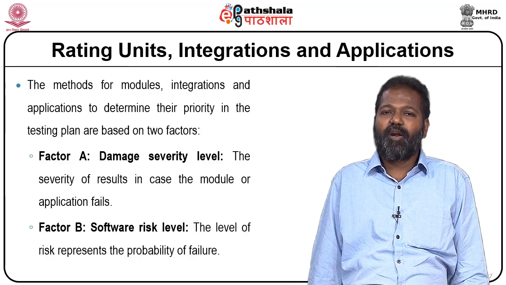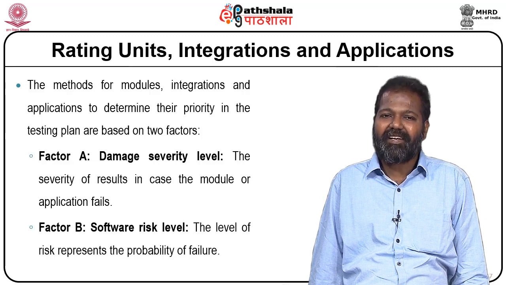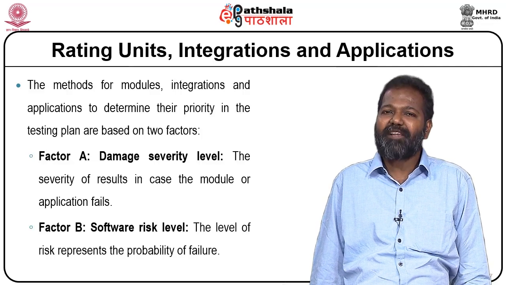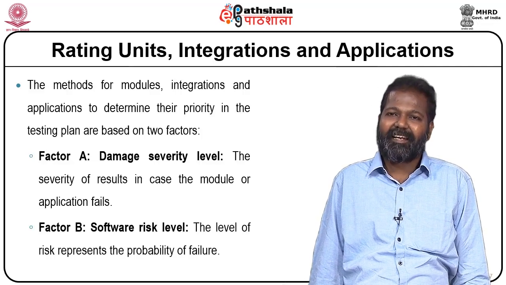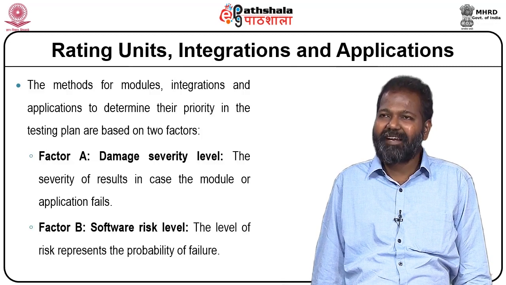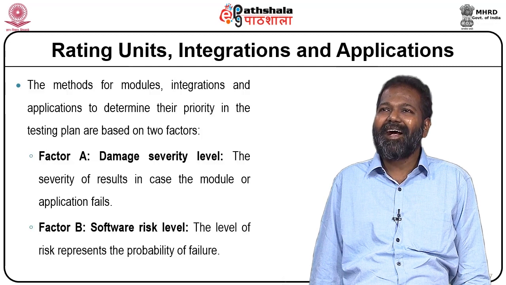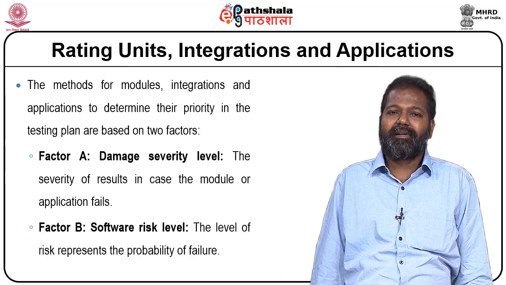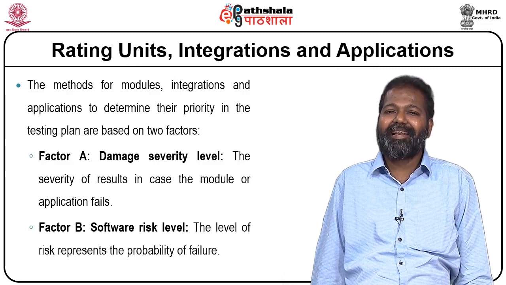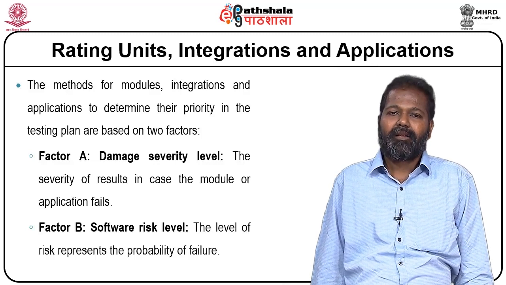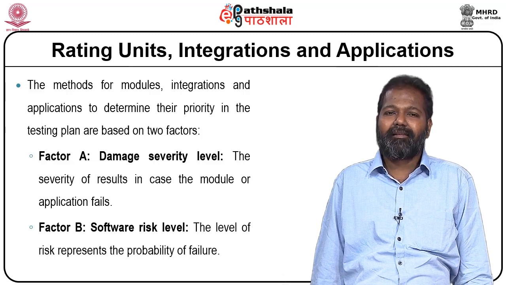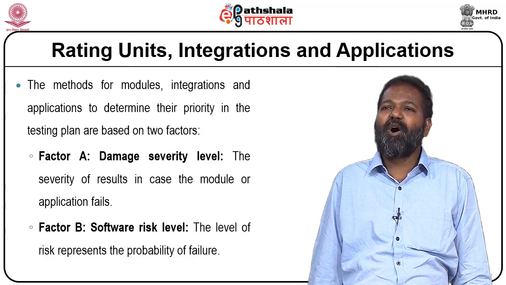The methods for modules, integrations and applications to determine the priority in the testing plan are based on two factors. Factor A, damage severity level; factor B, software risk level. Damage severity level deals with the severity of results in case the module or application fails. Software risk level deals with the level of risk that represents the probability of failure.